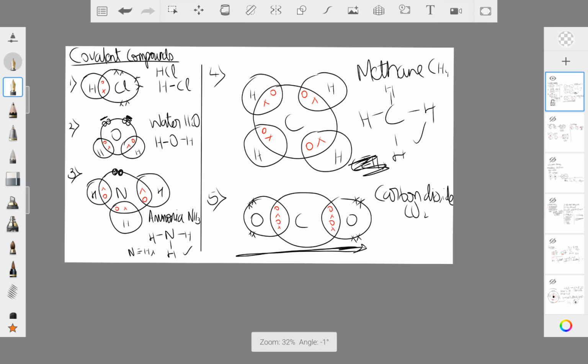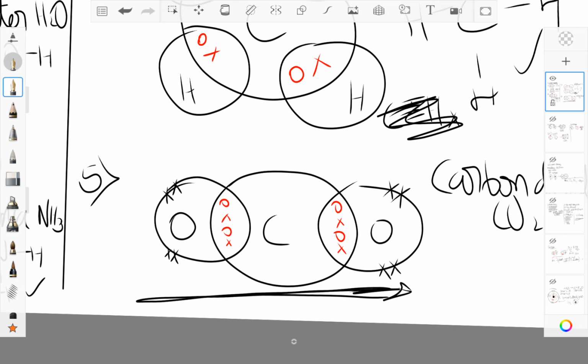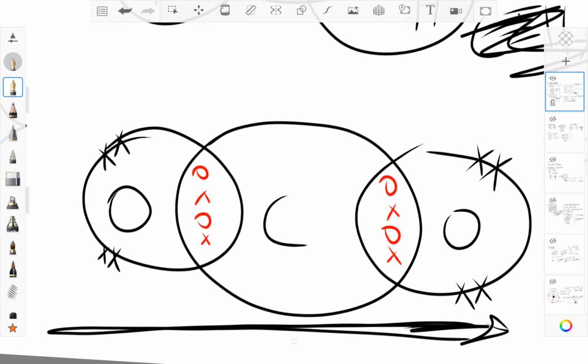The reason that carbon dioxide is a linear molecule is because these shared electrons and these shared electrons, they both have a negative charge, and hence they repel each other, causing it to have such a linear shape.